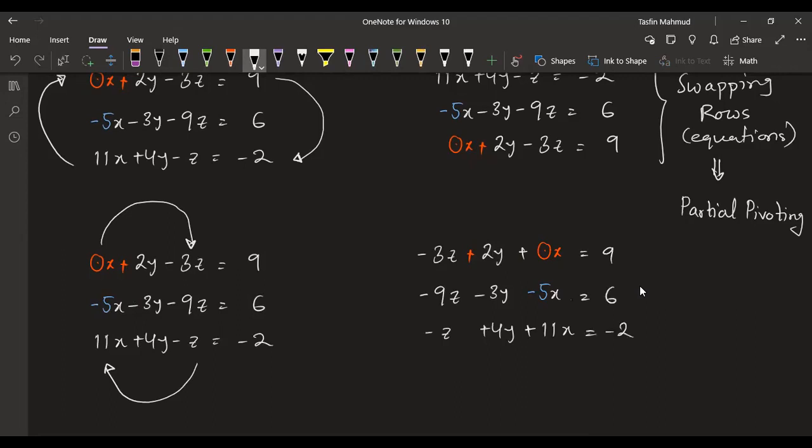6, minus 2. Okay. So the unknowns are as they are. We are just considering the z unknown in the first place. That's the thing we are doing. Okay, and I want to say this is called complete pivoting. You don't have to implement this thing. Swapping columns is called complete pivoting.